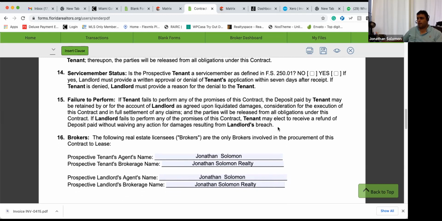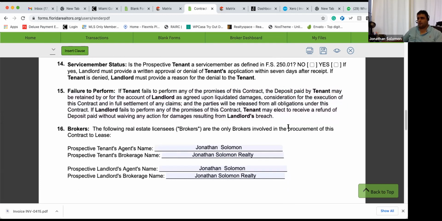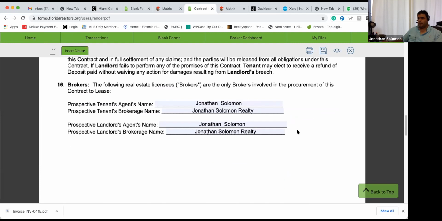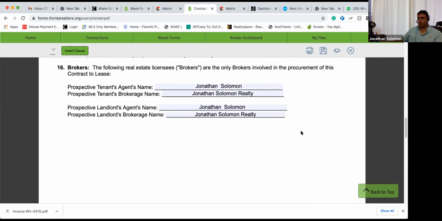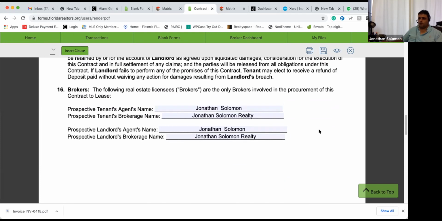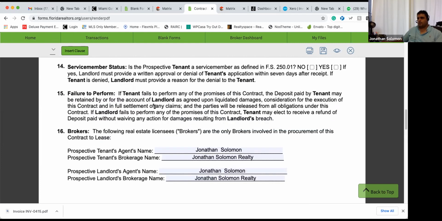Failure to perform: in case any party doesn't perform once they execute this contract, what happens then? Most of the time, the tenant loses their deposit if the tenant doesn't perform. If the landlord doesn't perform, there's not much to do, but the tenant has the option to take legal action and so on. That's in case either one of the parties doesn't perform.